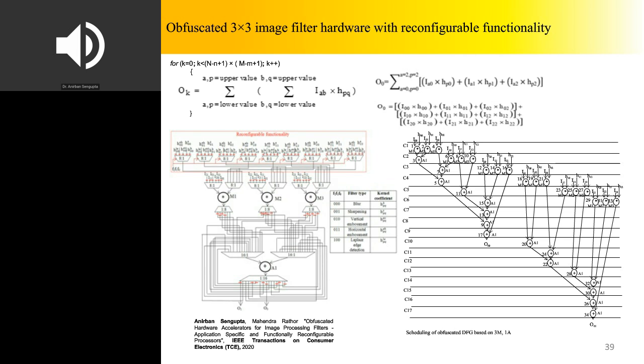And the obfuscation part of this hardware circuit is performed by the application of tree-height transformation, which actually breaks the sequential operations of the data flow graph into parallel subcomputations, and also by the application of loop unrolling that actually increases the number of operations and therefore enhances the performance.